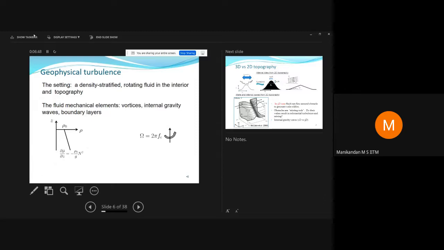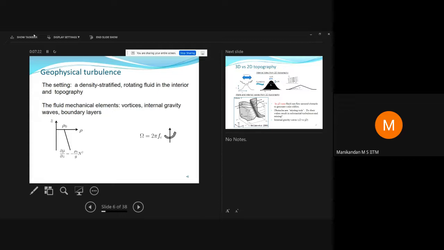And geophysical turbulence. When we talk about geophysical turbulence, there are two basic differences that nature brings with us. One is the density stratification that I talked about. So here you have the density gradient, so you have an eddy, right? And the density gradient is proportional to a quantity called N squared. And N has units of 1/s. So N is a frequency. It's a natural frequency of the stratified medium.